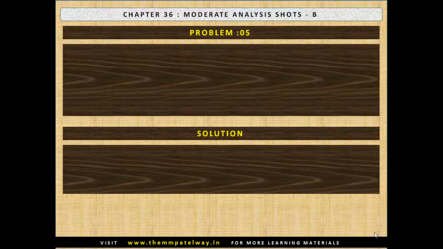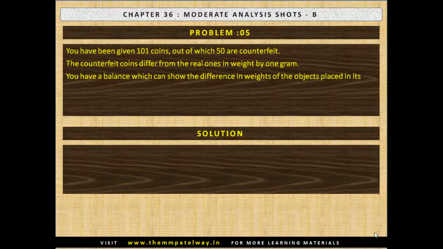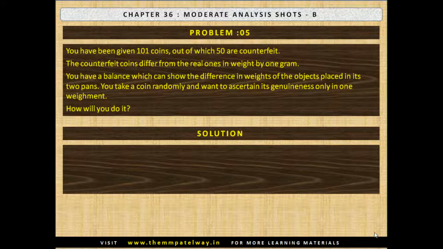Problem number 5. You have been given 101 coins out of which 50 are counterfeit. The counterfeit coins differ from the real ones in weight by 1 gram. You have a balance which can show the difference in weights of the objects placed in its two pens. You take a coin randomly and want to ascertain its genuineness only in one weighing. How will you do it? Now stop the video and solve the problem.